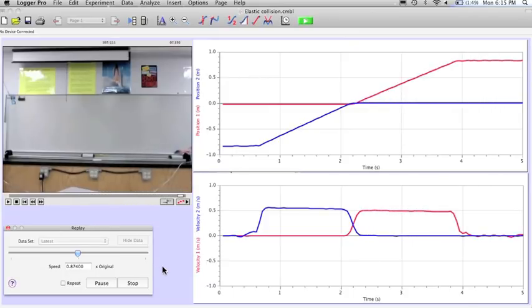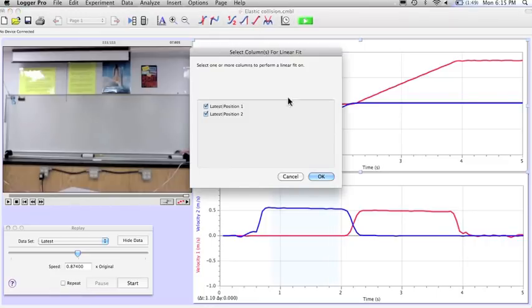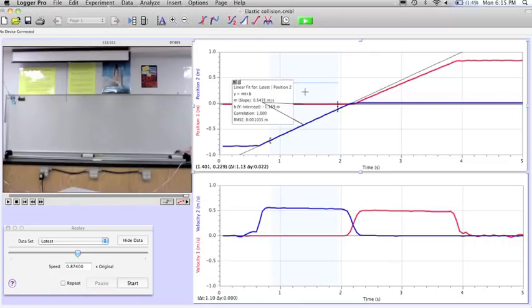We need to analyze some data here, so we'll use the tools in Logger Pro. We're going to be doing a linear fit on the position versus time graph to find a velocity for each cart, both before and after the collision. The values will come up on the screen in a few moments.